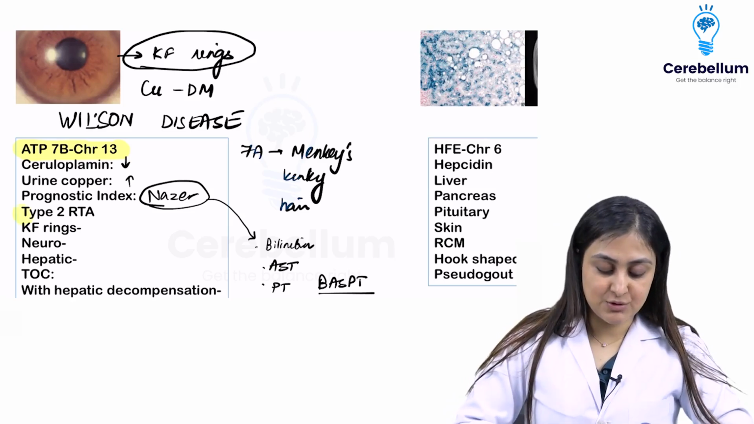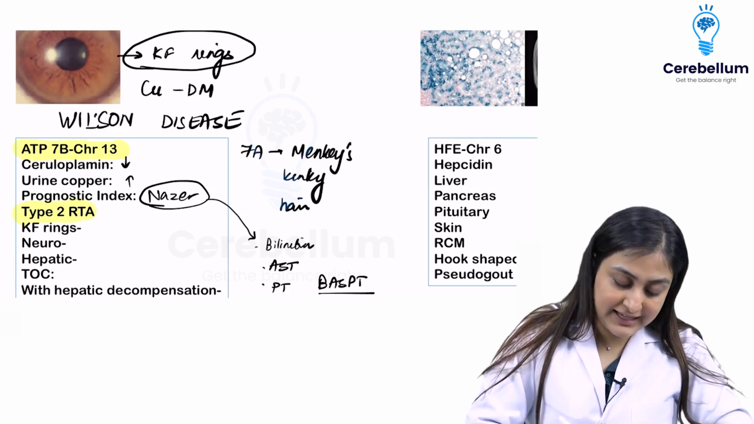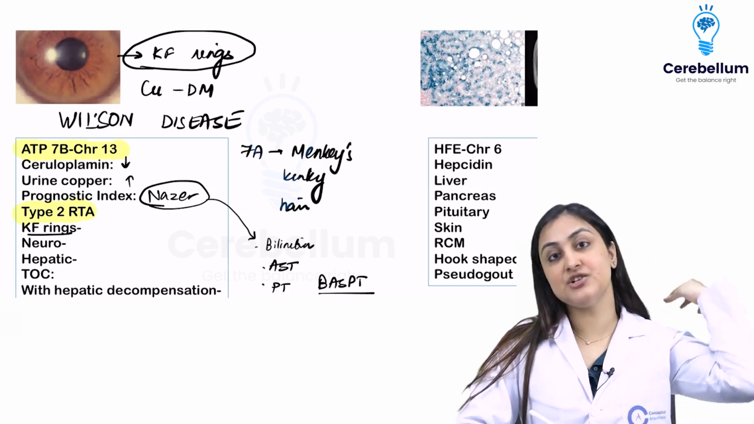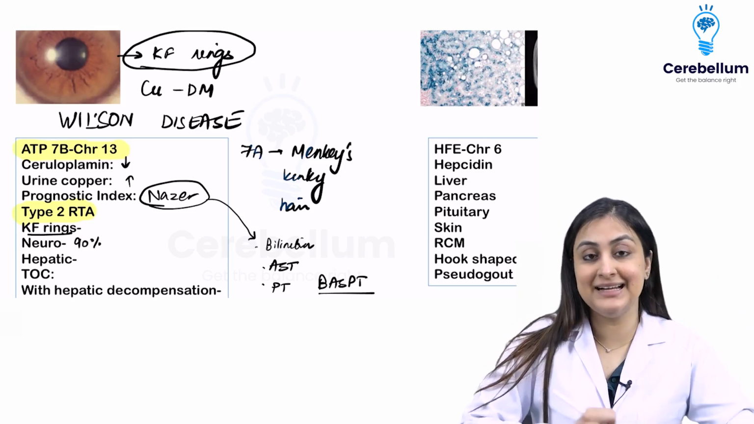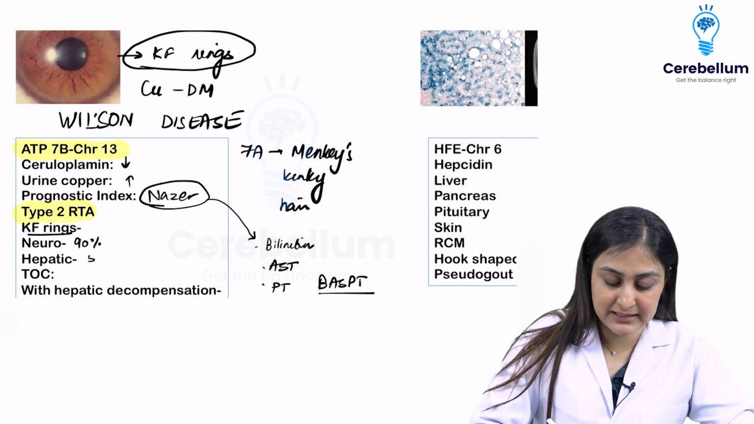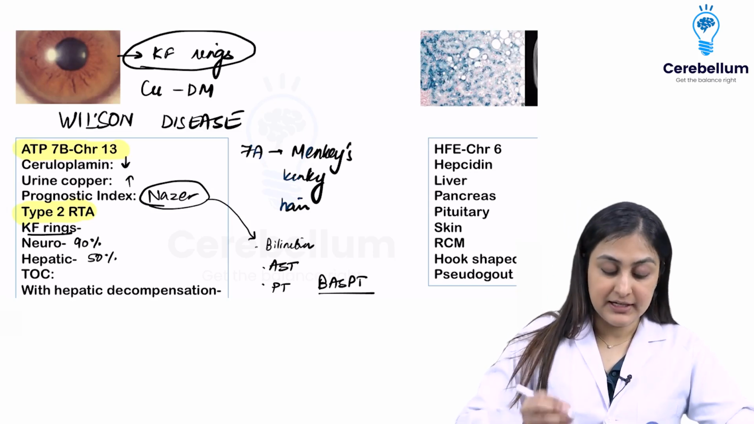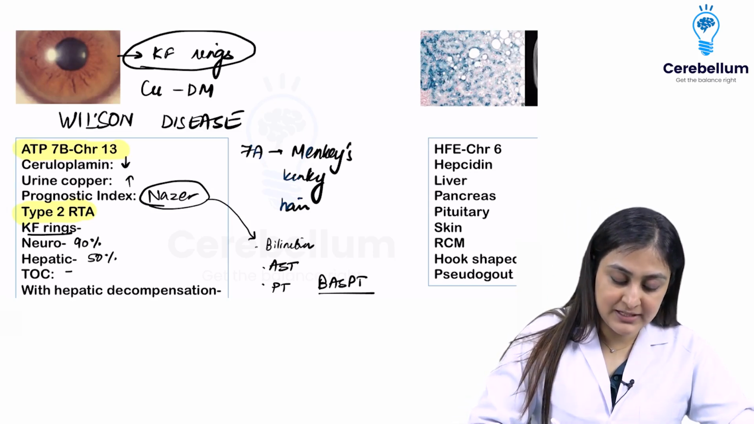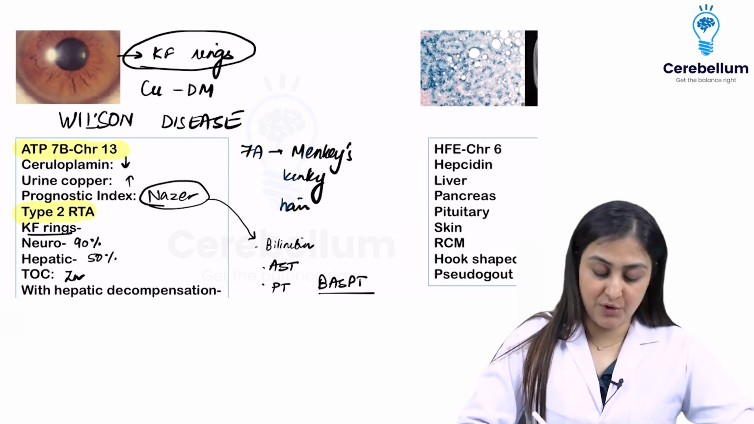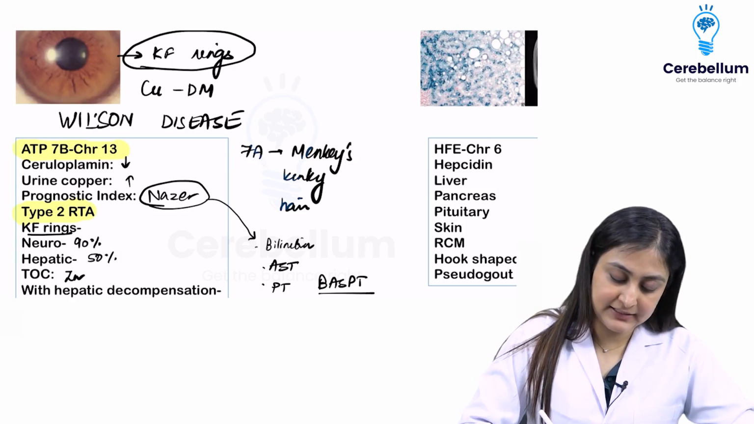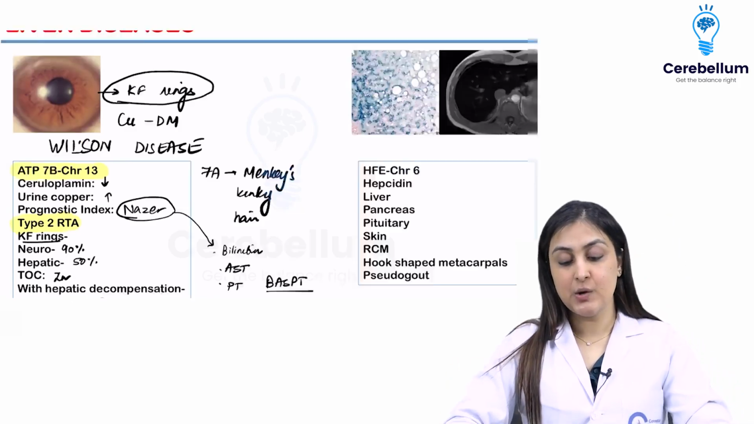Remember, Wilson's is associated with type 2 renal tubular acidosis, very important. KF rings are associated, the percentages can be asked. So, in patients with neurological involvement, more than 90% patients have KF rings, whereas in hepatic involvement, only 50% have Wilson's ring. The treatment of choice is gonna be zinc here if hepatic decompensation is present. You also wanna add trientine to the zinc. Okay, so this is according to Harrison's. Okay, so this is Wilson's.